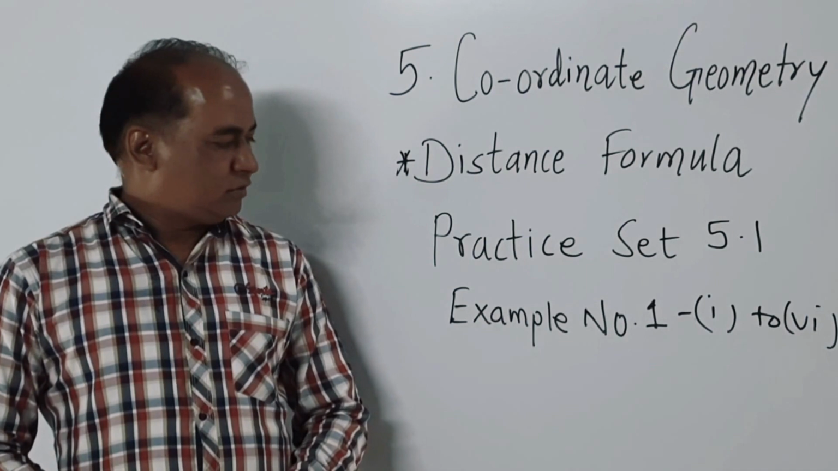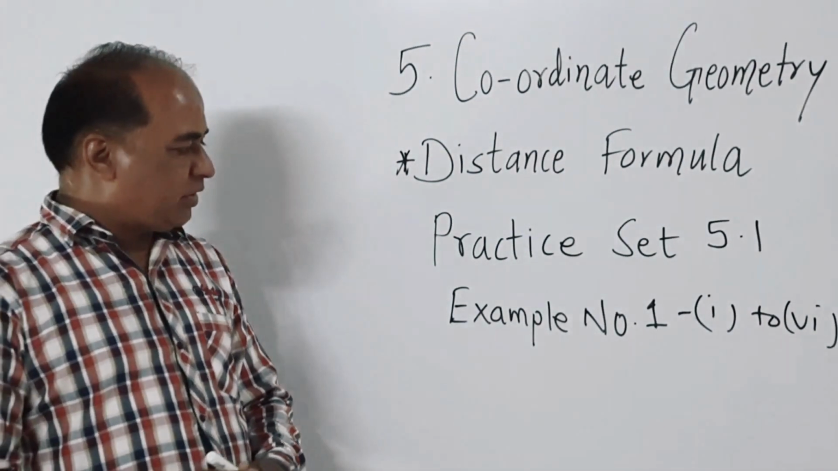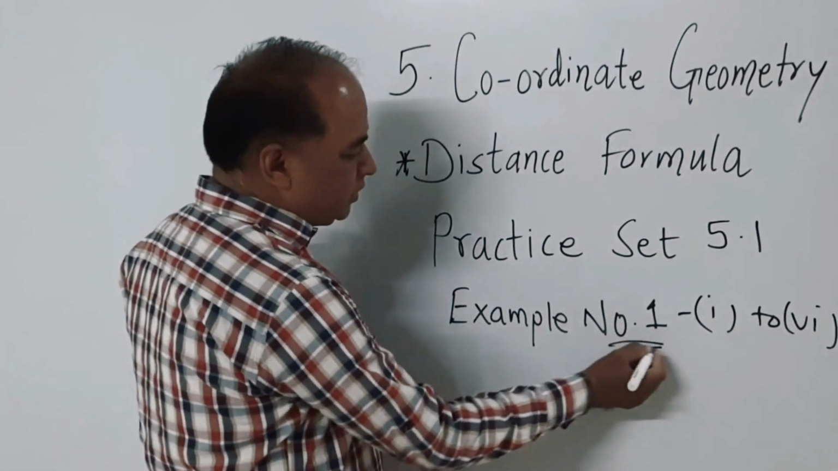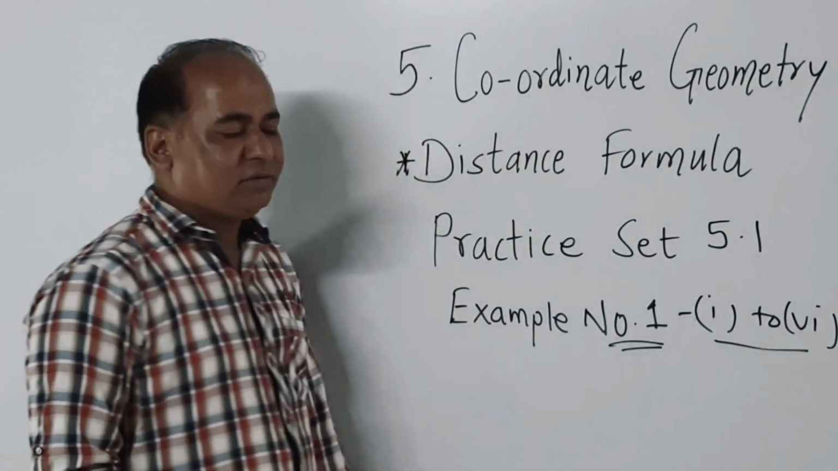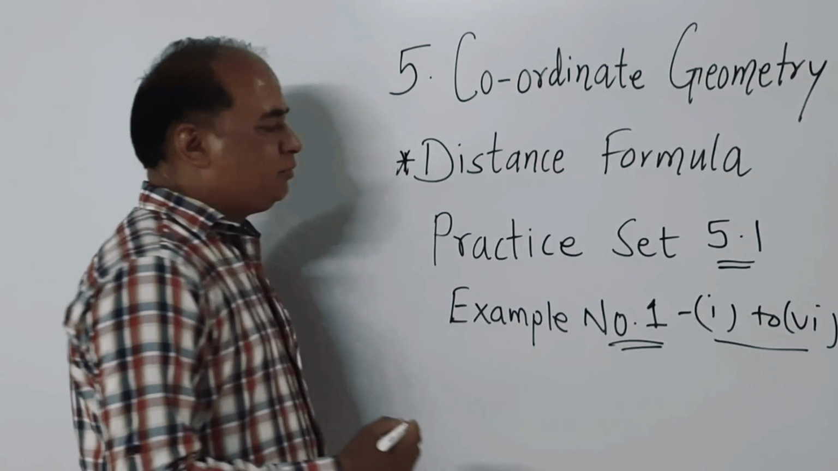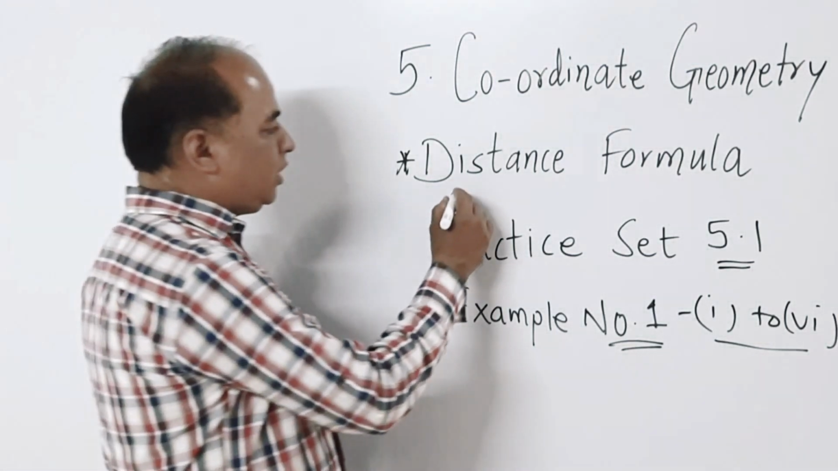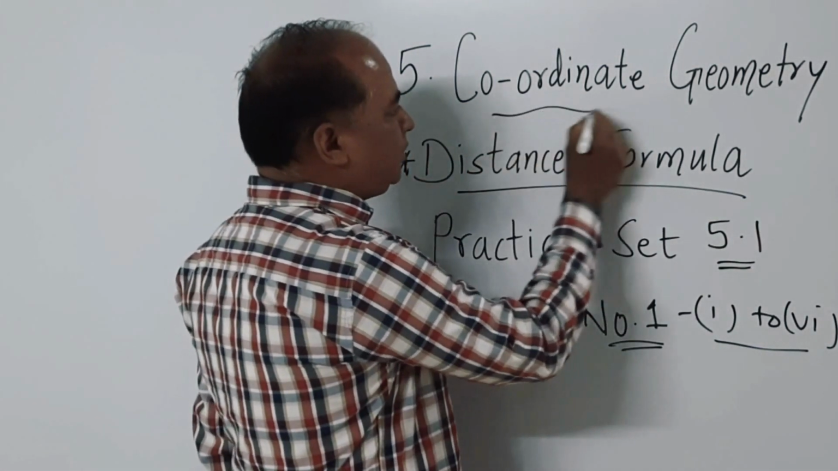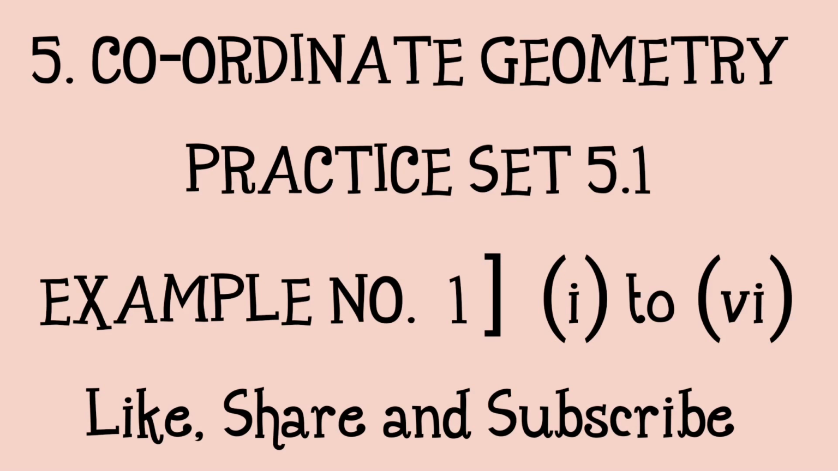In this video, we will solve example number 1 to 6 from Practice Set 5.1, based on the distance formula from the chapter Coordinate Geometry.